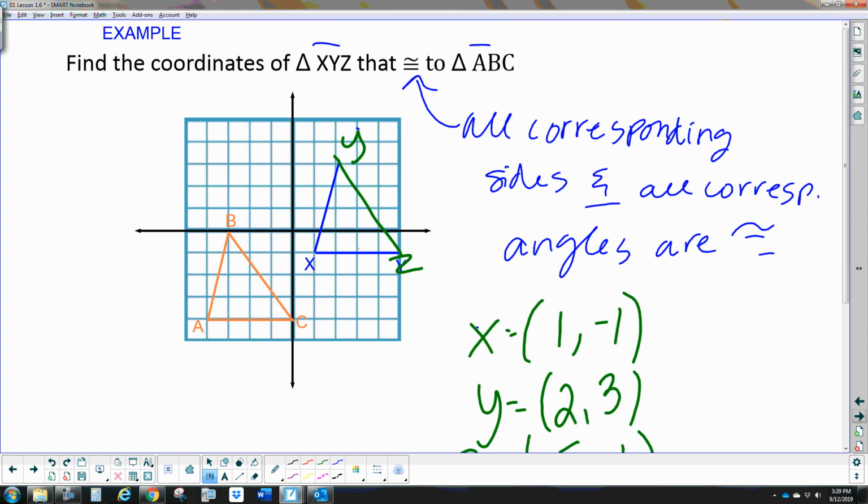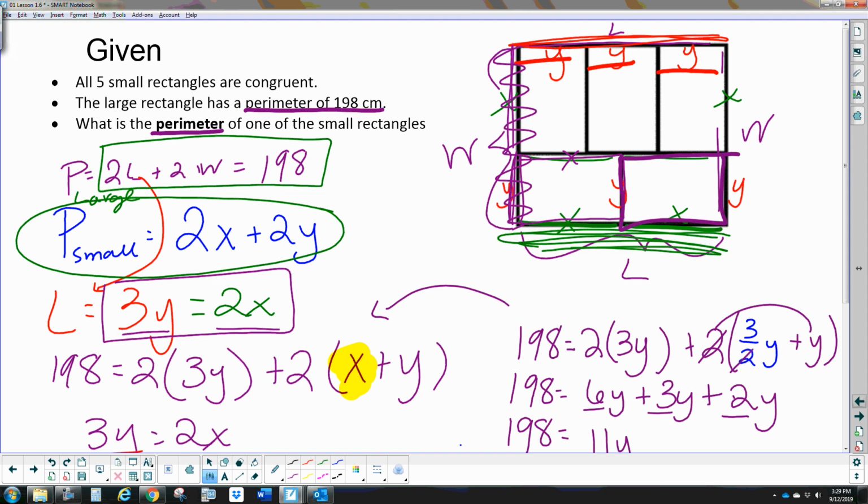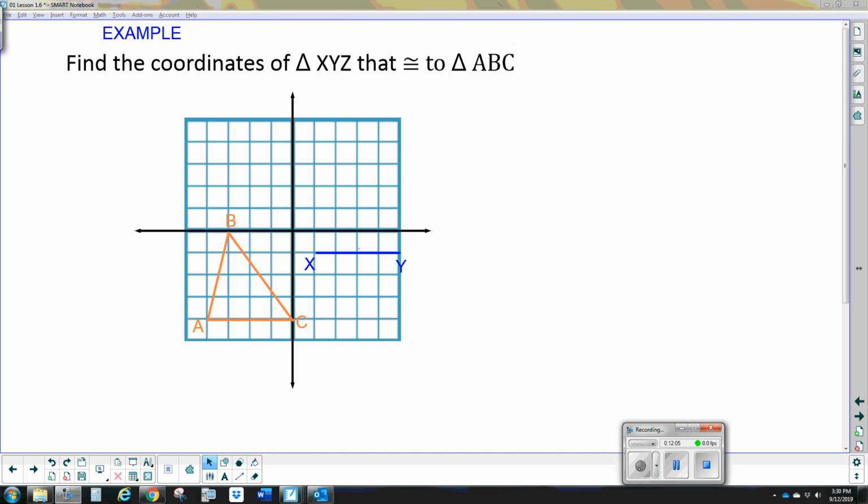Okay, we're going to do one more. And this problem is a coordinate geometry problem. Okay, so in this problem it says find the coordinates of triangle XYZ such that it is congruent to triangle ABC.